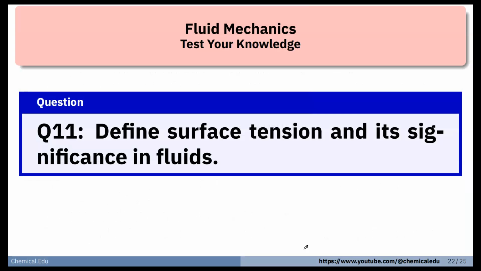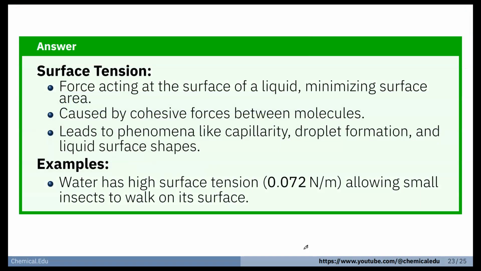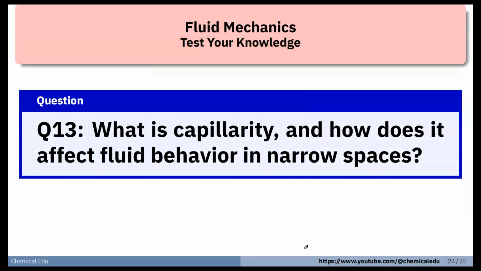Now question number 11. Define surface tension and its significance in fluids. So it is a force acting on the surface of the liquid, minimizing surface area, caused by cohesive force between molecules, leads to phenomena like capillarity, droplet formation and liquid surface shape. Water has high surface tension, that is 0.072 Newton per meter, allowing small insects to walk on its surface.